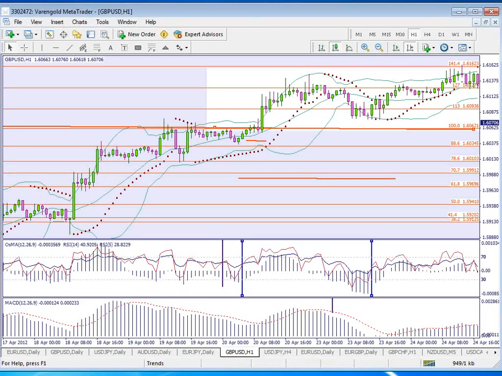So one other question. Faisal is asking me, does the angle of the crossover make a difference? No, and I think that it is quite complicated to check that angle all the time.